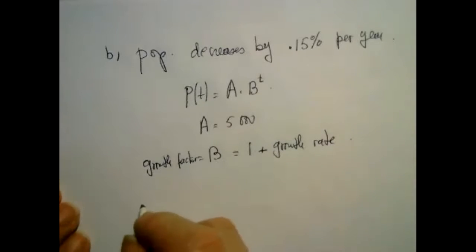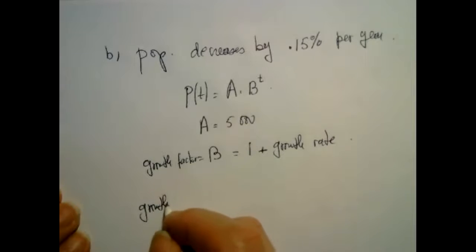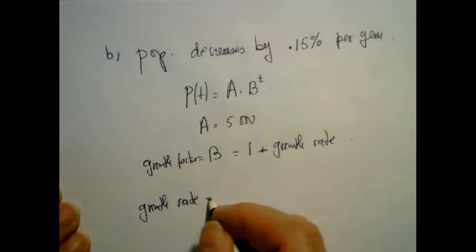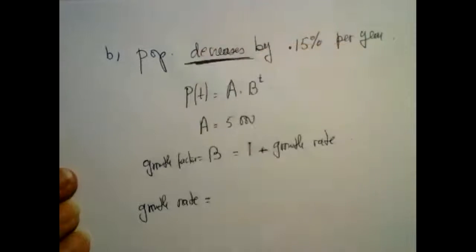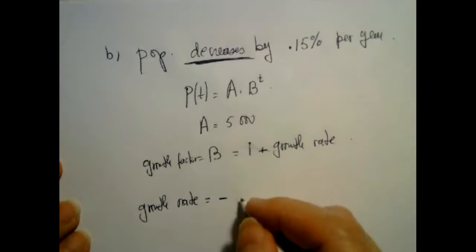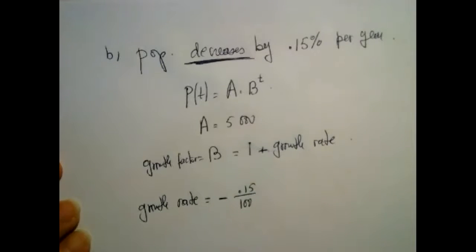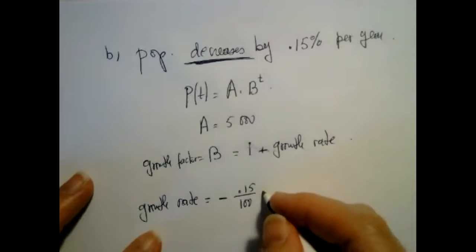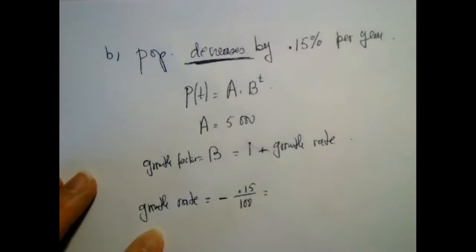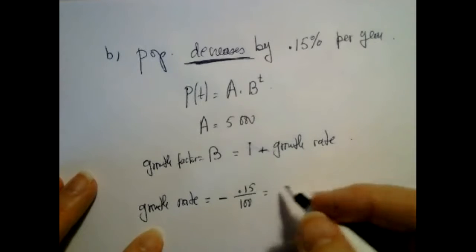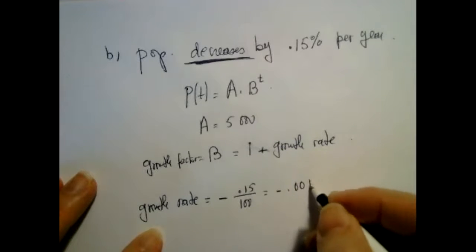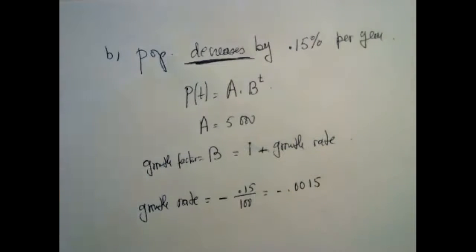So let us evaluate the growth rate now. It decreases, which means I have a negative growth. That's where my negative is. By how much? 0.15%. If we pick up our calculator and evaluate 0.15%, it's going to give me minus 0.0015. So it means every year we're losing 0.15%.